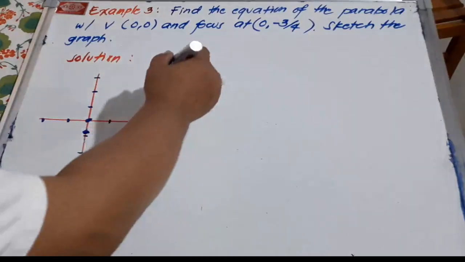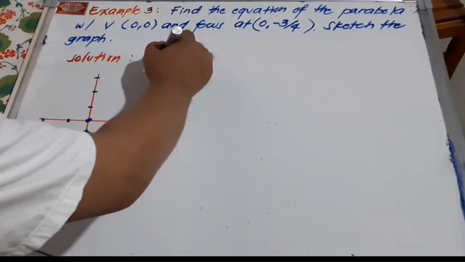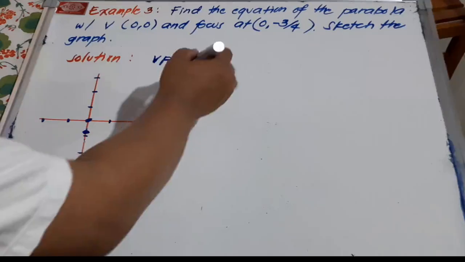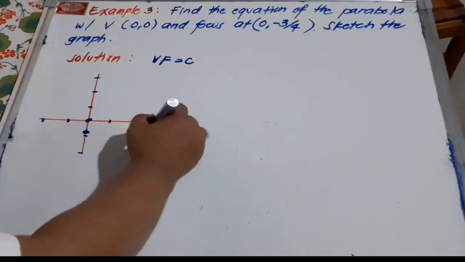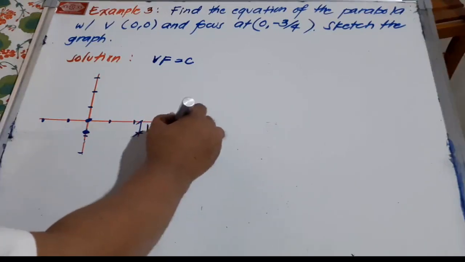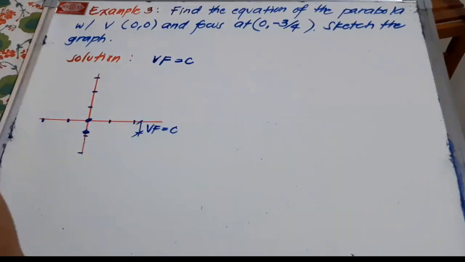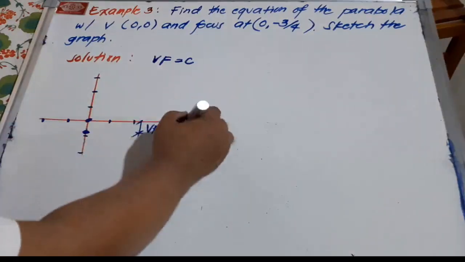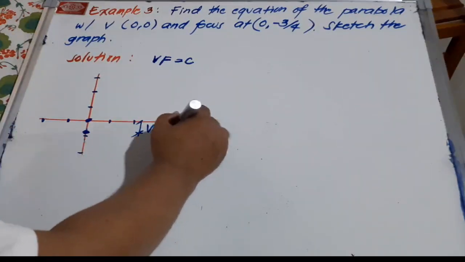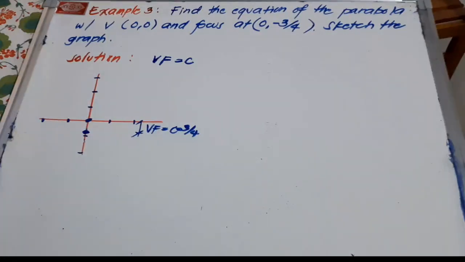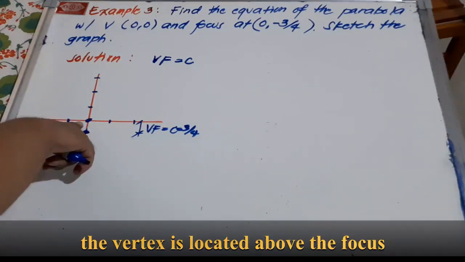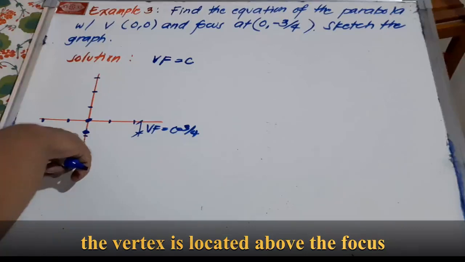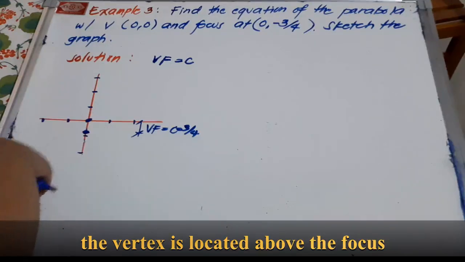Okay. So, we all know that the distance from vertex to focus equals to C. At ito, yung distance na to, yun yung VF. That is equal to C. At yung distance na yun, based from the coordinates ng focus, that is 3/4. Therefore, the value of C is 3/4. Okay? Nakuha na natin yung C. Now, since yung ating vertex is on top of the focus, the parabola opens downward.